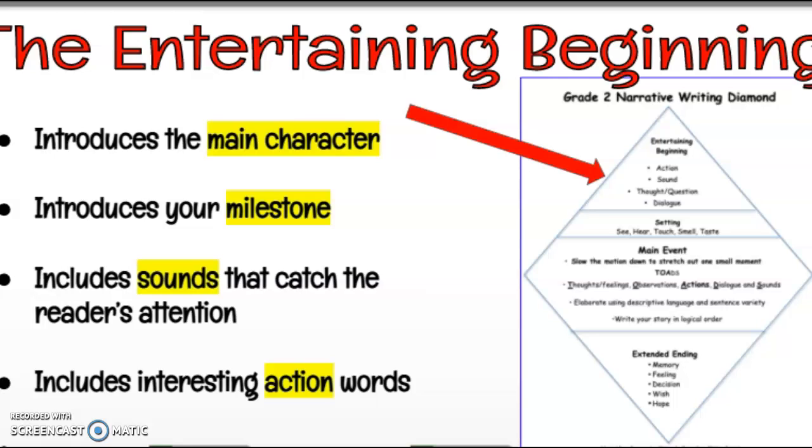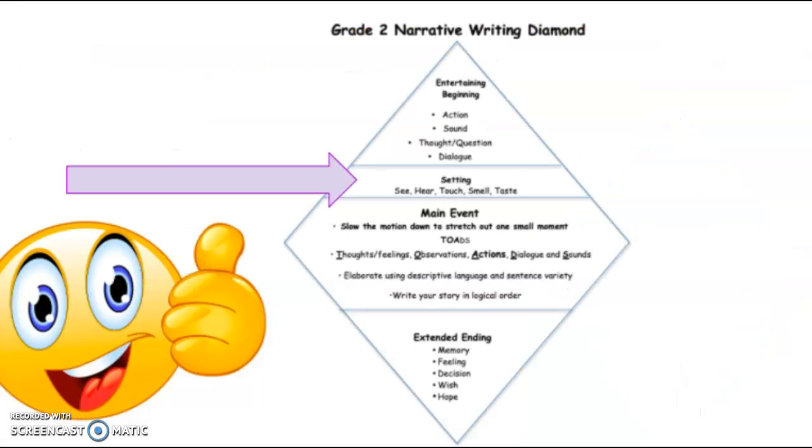But before we talk about that setting, you really need to think about that entertaining beginning, right? Because the entertaining beginning and the setting are part of the beginning of your narrative. They kind of go together to hook your reader. So last week you talked about how the entertaining beginning has the introduction of the main character. It introduces your milestone. It includes sounds and action words. So go ahead, take a minute. You can pause the video. Look over the introduction that you wrote last week. Okay, so if you've done that, you can give me a thumbs up. And we're going to go ahead and look at the setting today. And we're going to practice the setting, and then we're going to think about the setting in our milestone piece. Okay?